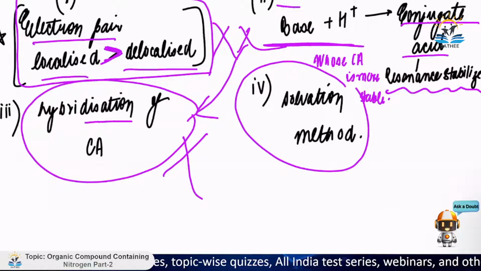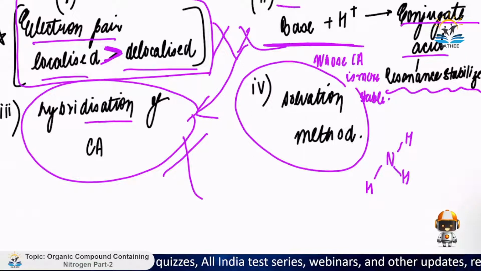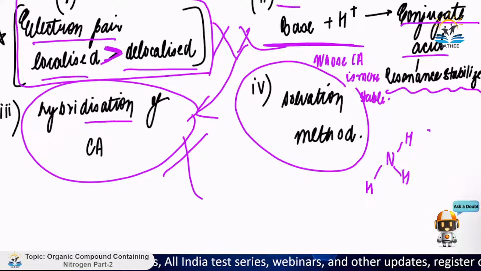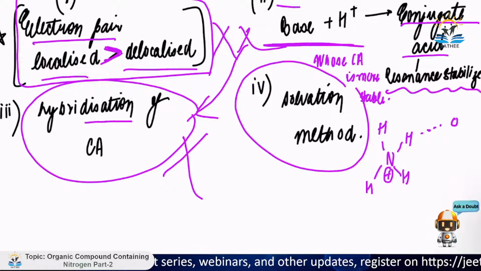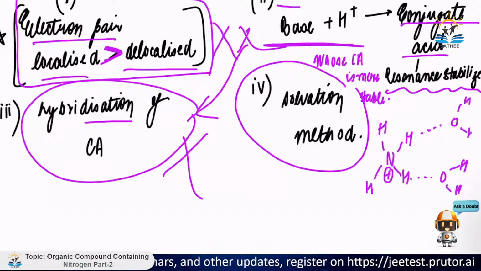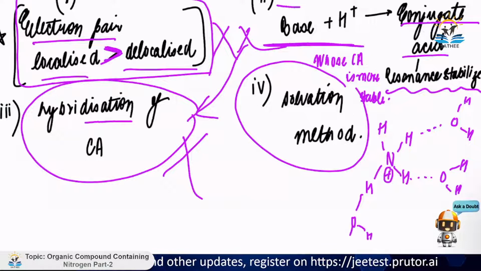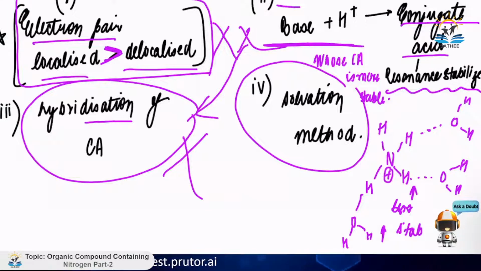What is the solvation method? We know that nitrogen has 3 hydrogens, and if it dissolves in water, if we take NH4 plus, then oxygen atoms will surround it. This is the process of solvation. The more the solvation, the more solvation energy is released. More energy released means more stability. So they will be more stable.